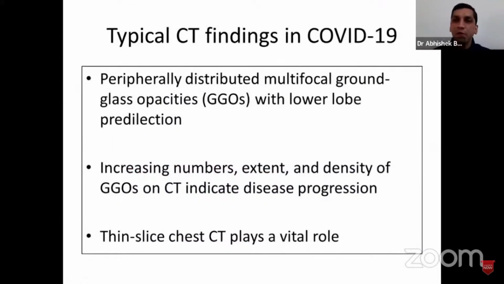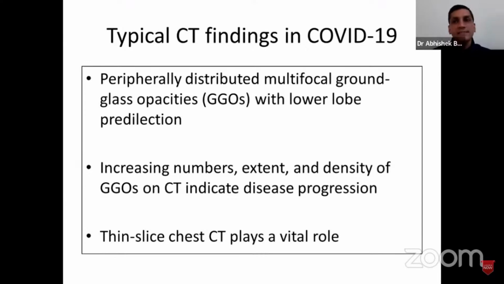The typical CT findings in COVID-19 were peripherally distributed multifocal ground glass opacities with lower lobe predilection. So the majority of these patients had ground glass opacities, as I've already told, and that too in the lower lobes. However, whenever there was a disease progression, these ground glass opacities had increasing numbers, extent, and density. And what was important was that we needed to have a thin chest CT, because that was the one that played a major vital role.